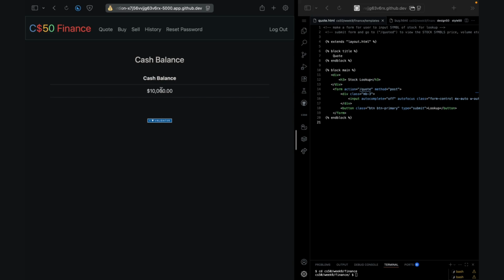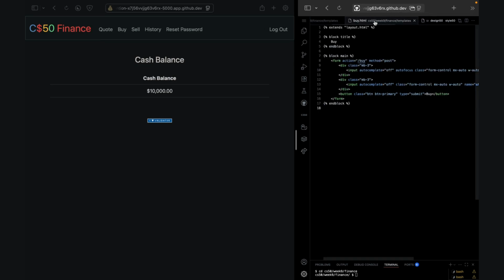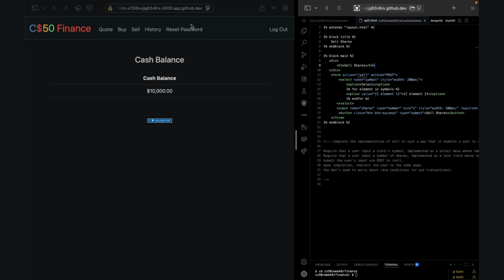Here, we can see the user dashboard with a starting balance of $10,000 in virtual funds. The navigation provides access to all core trading features, such as real-time stock quotes, buying stocks, selling stocks, and the transactions history of all stocks that we have bought and sold. On the right-hand side, we can see the HTML for the quotes page, the HTML for the buy page, and the HTML for the sell page.